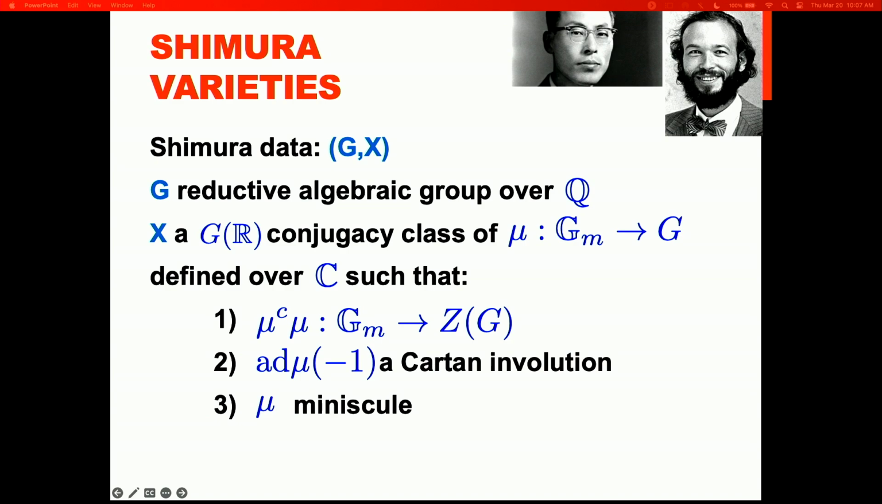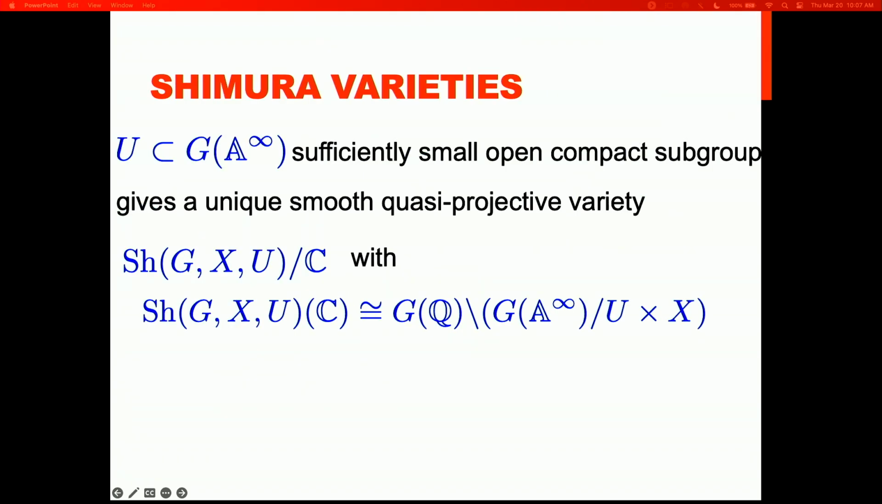You can describe explicitly, in terms of mu, what the action of the complex numbers on the tangent space of X at mu should be. So this gets a unique structure. So this is uniquely a complex manifold. This is a discrete set.